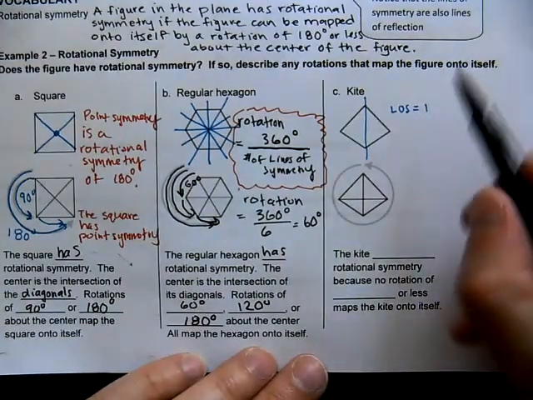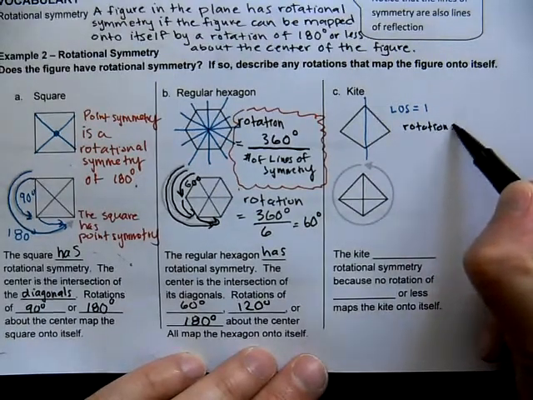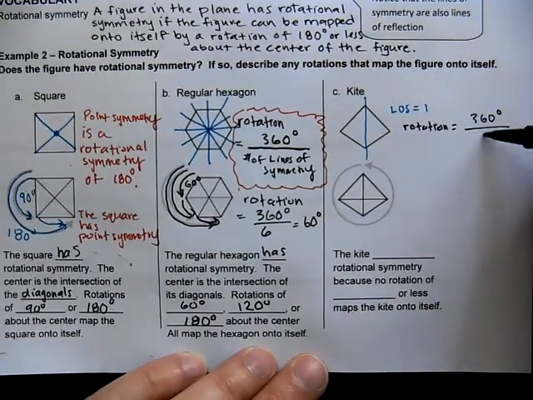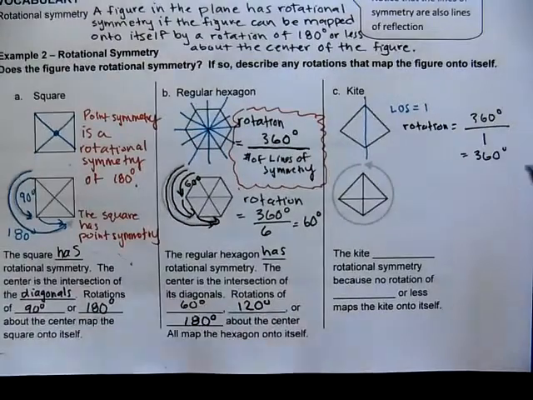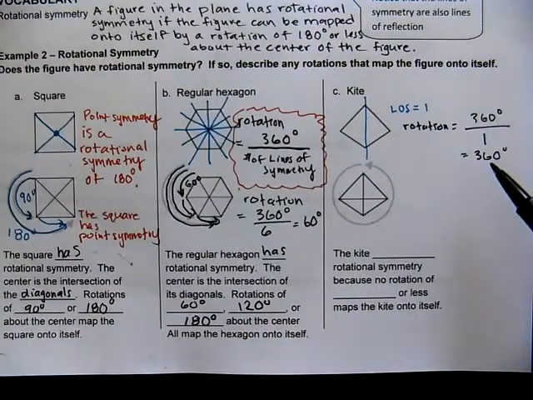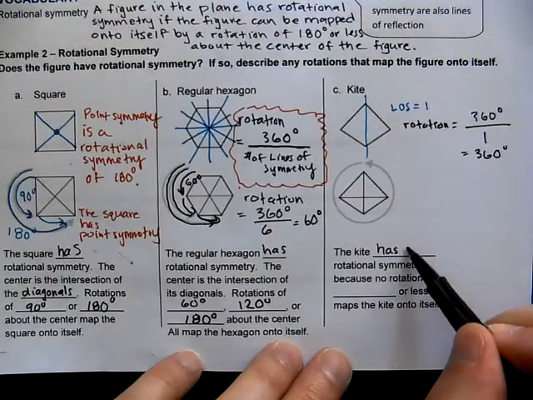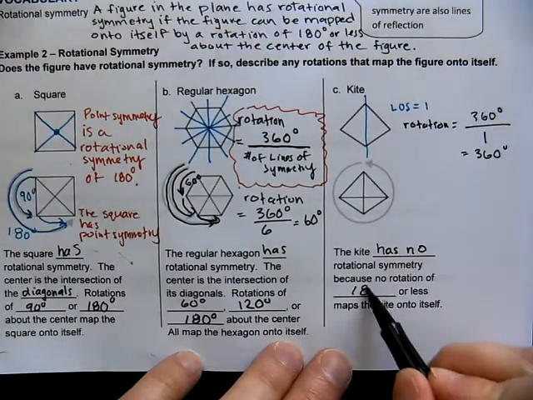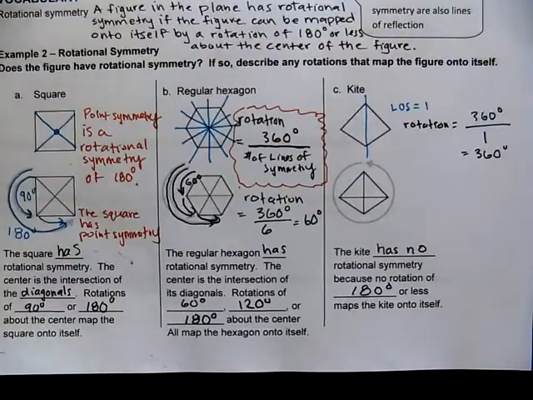So we want to know, does it have any rotational symmetry? So we go 360 degrees divided by the number of lines of symmetry, and we get 360. Well, that's too big. We can only go up to 180 degrees, and we don't go over. So we would say this has no rotational symmetry, because there is no rotation of 180 degrees or less that maps the kite onto itself.